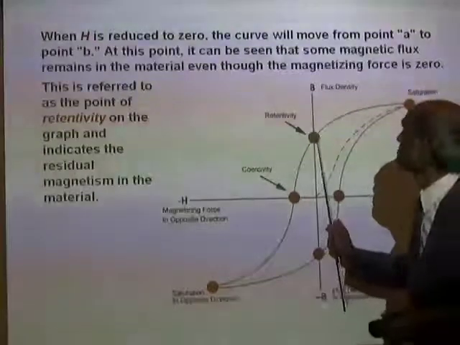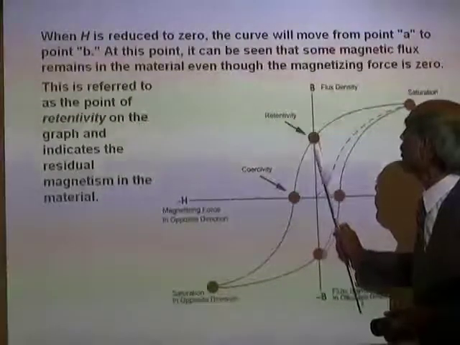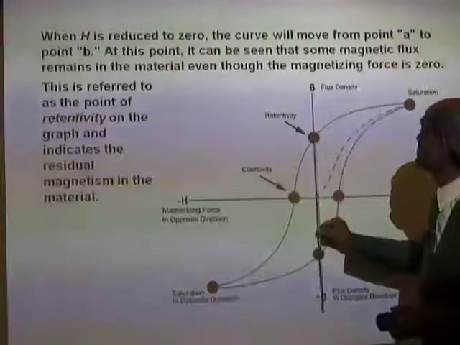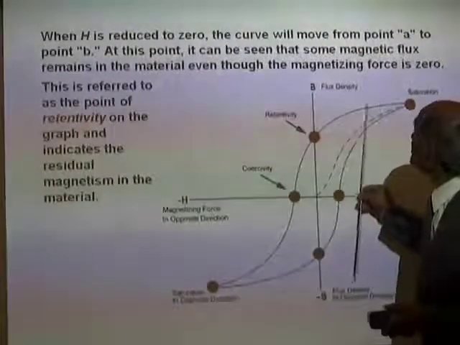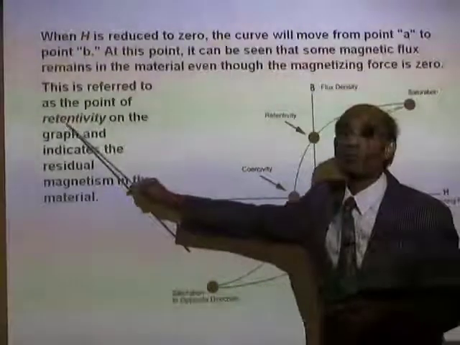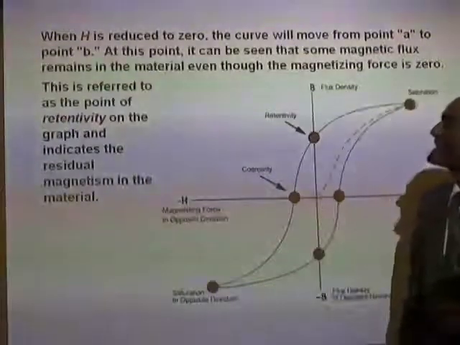But it's zero not when the magnetizing force is zero. So let's talk about this before we come to that. What do you call this point? This is the point where the magnetizing force is zero, but a certain amount of magnetization is retained. We call that point the point of retentivity.